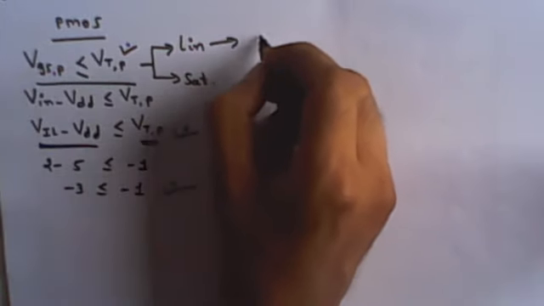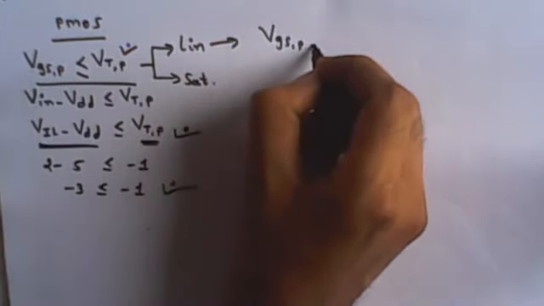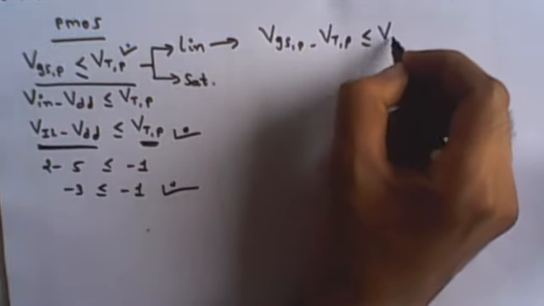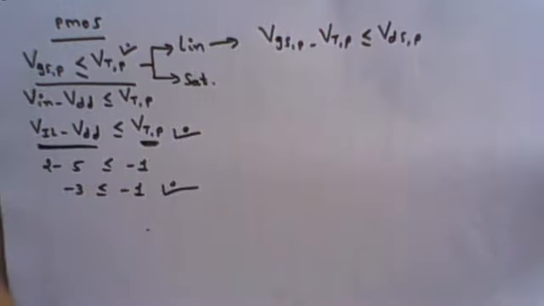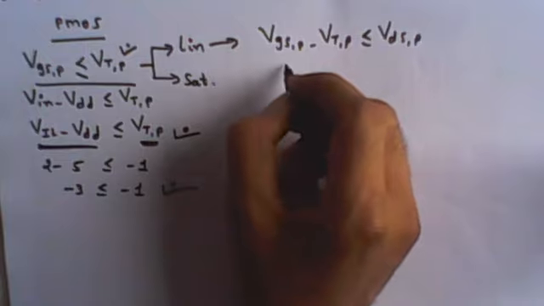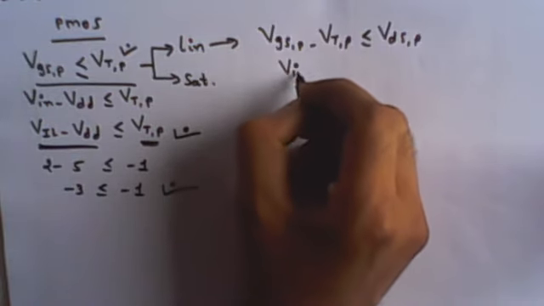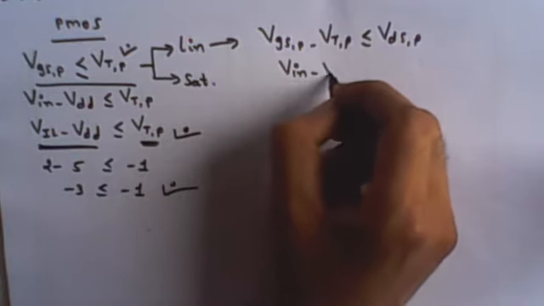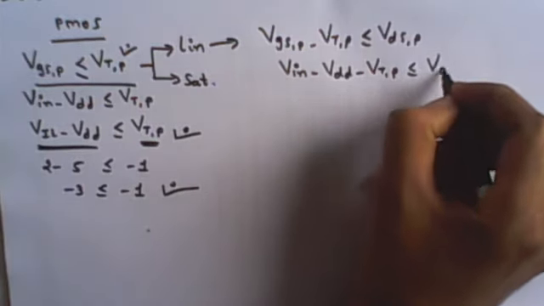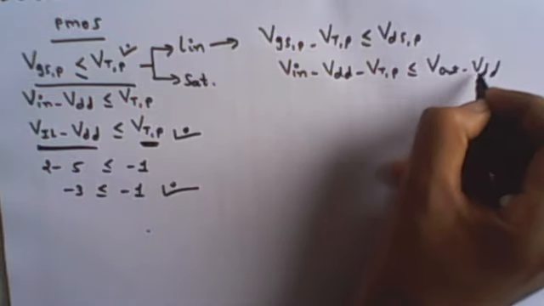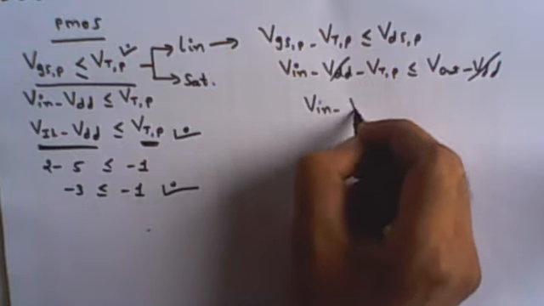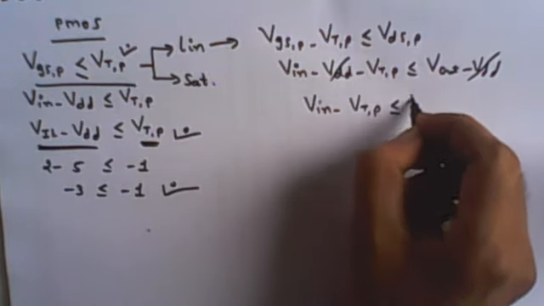For the linear region, the condition is whenever VGS of P minus VTP is less than or equal to VDS of P, then it operates in the linear region. So let's substitute the VGS and VDS in terms of input and output voltage. So input minus VDD minus VTP is less than or equal to Vout minus VDD. So VDD cancels. Here it is input minus VTP. Is it less than or equal to Vout?